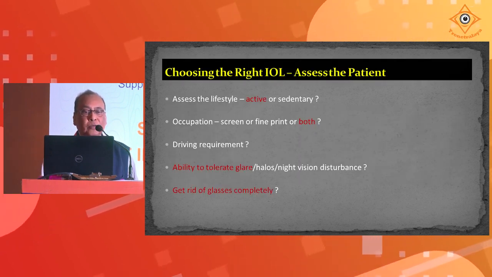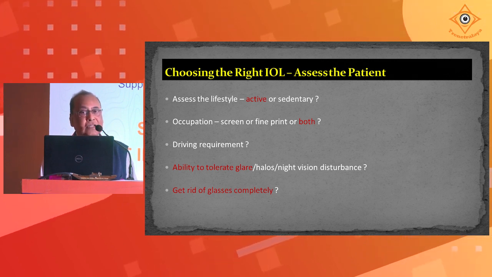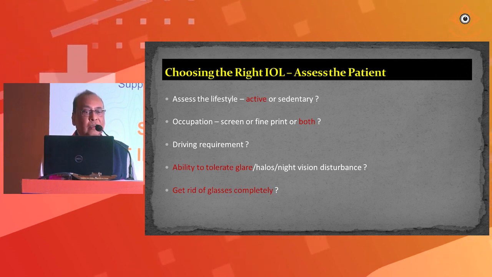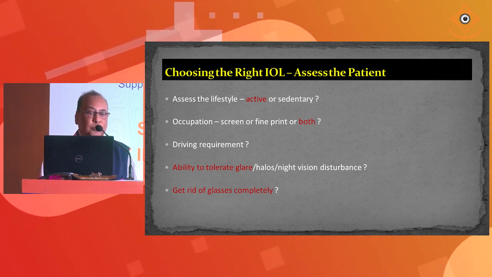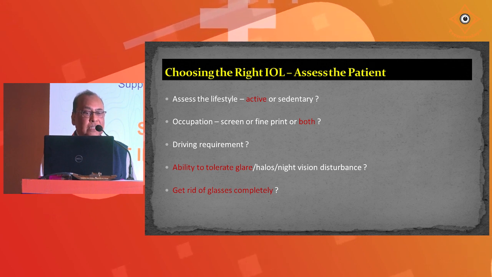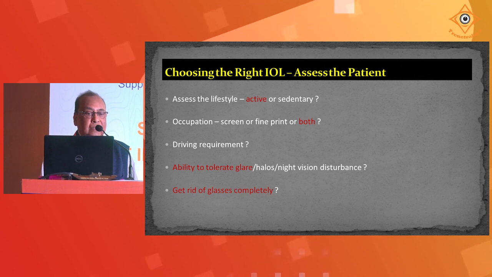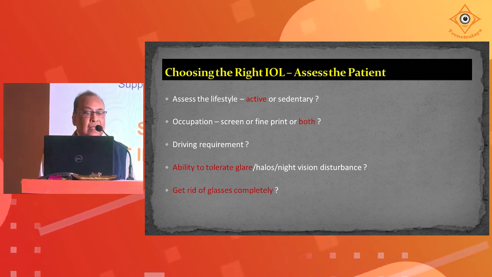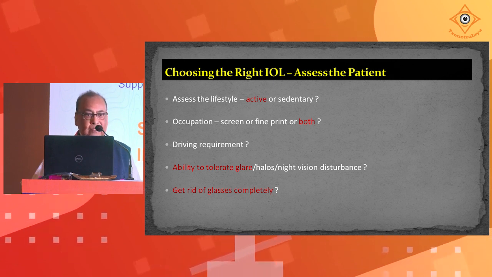So choosing the right IOL, what do you need from the patient? You need to assess the lifestyle, the activity, whether he is an active patient or a sedentary patient, the occupation of the patient, whether he wants to do a lot of screen work or fine print or both of them, what are the driving requirements, whether he will be able to tolerate glare, halos, and night vision when you have explained to him how that will be disturbing his vision, and how much motivation he has to get rid of glasses completely.